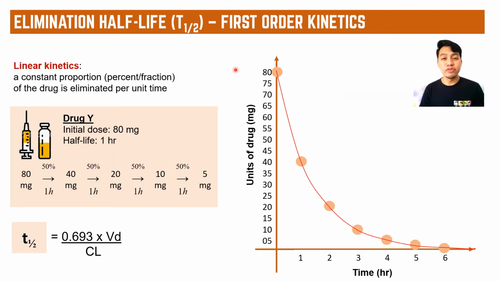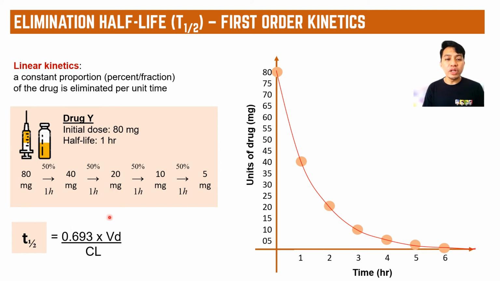So let's discuss in further on the first order kinetics. First order kinetics, also known as linear kinetics, as I mentioned before, is a constant proportion, either in percentage or in fraction form, of the drug that can be eliminated per unit time. As an example, a drug Y, initial dose is 80 milligram and has a half-life of 1 hour. It means that after 1 hour, the dose of 80 milligram can be reduced to 40 milligram, and after another hour, it will be reduced to 20 milligram, and so on.